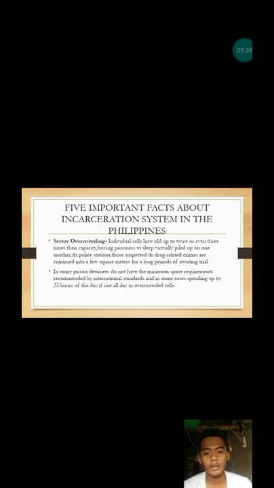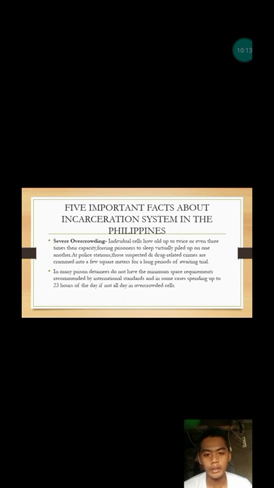In prisons, they sleep piled up on one another, and in police stations, those suspected of drug-related crimes wait a long period for trial, together with people held for other crimes. So it causes severe overcrowding.